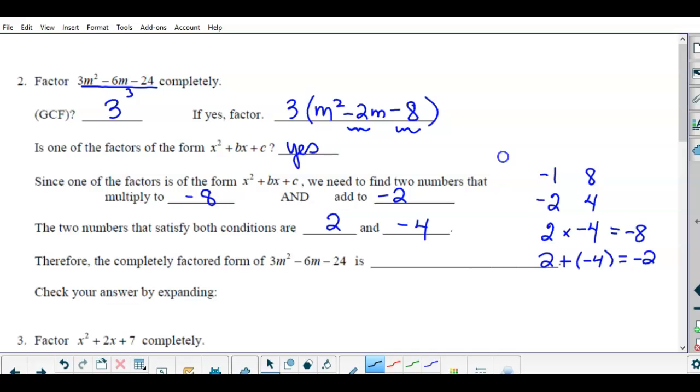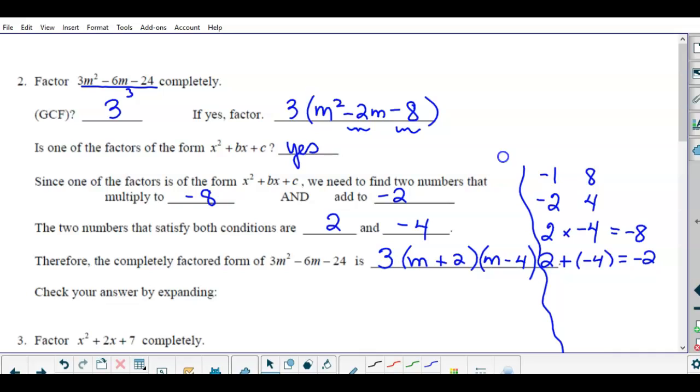So for the completely factored form, we have to copy out the 3 that we common factored. And then we have, not x, we have m, sorry. And then we have plus 2 and minus 4. That's your factored form.